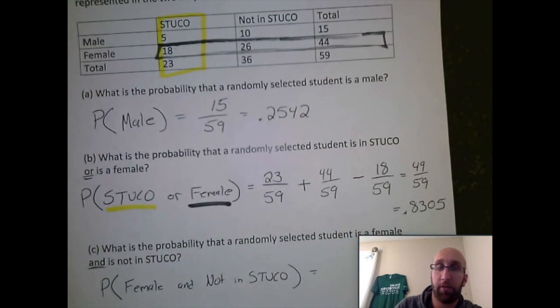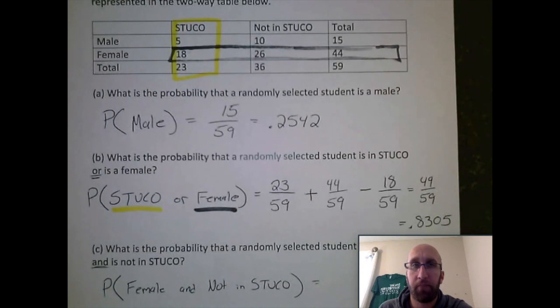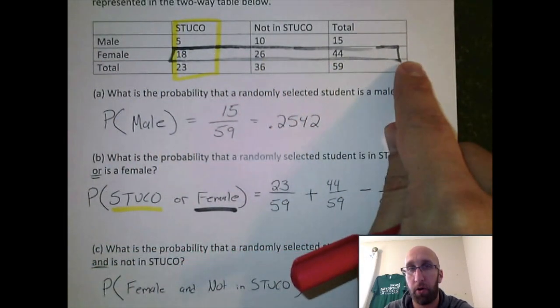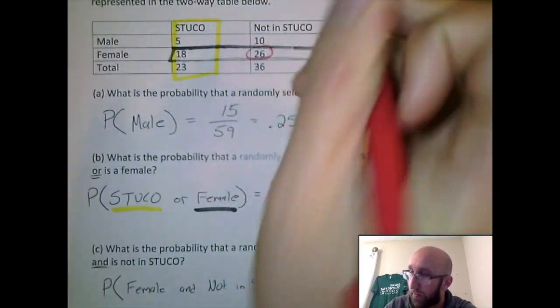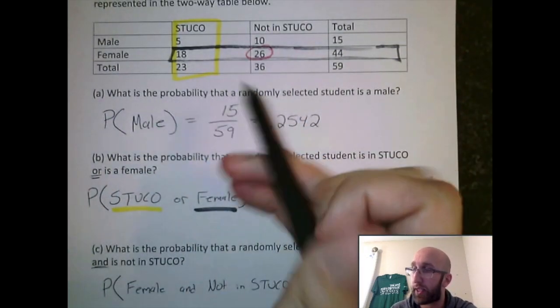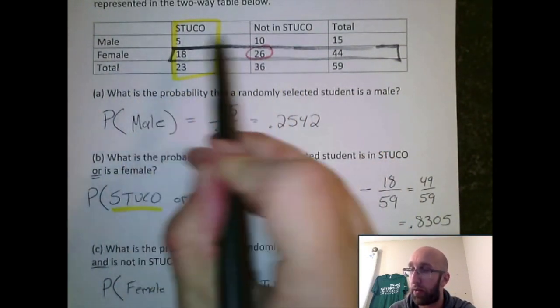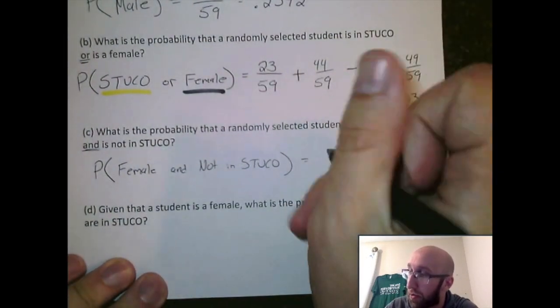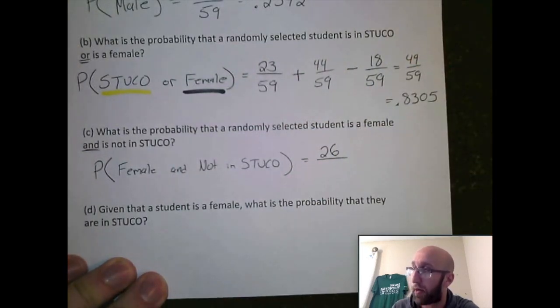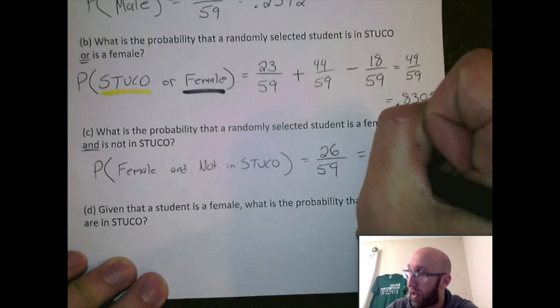If we look at my table up above, whole bunch of numbers there, let's find the area that represents females and not in Stuco. Well, here's my female row and my not in Stuco column, which run together at this 26 students. These 26 students are considered female and not in Stuco. So you notice I don't need to do any sort of multiplying there. We're just talking about those 26 students out of a possible 59. There's nothing that needs to happen there. Just find what you're trying to look for in the table.